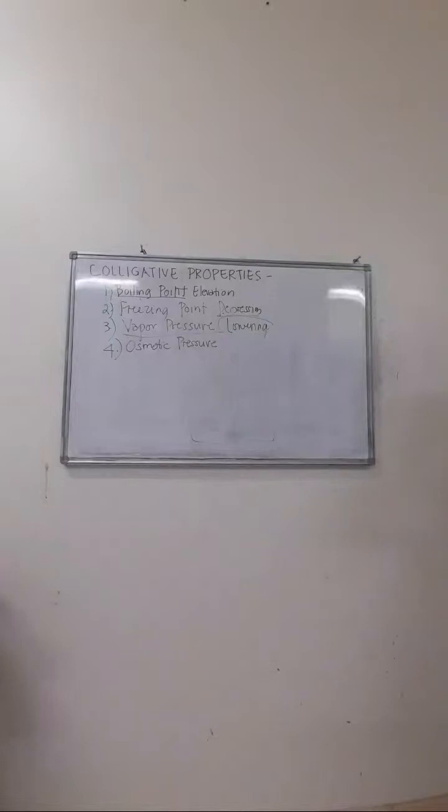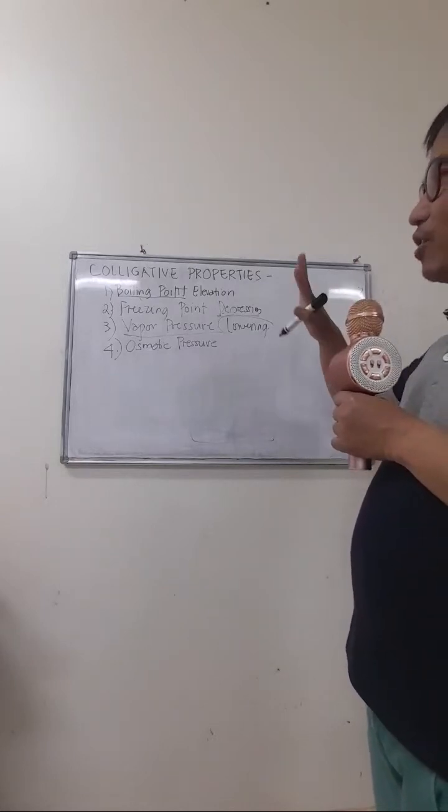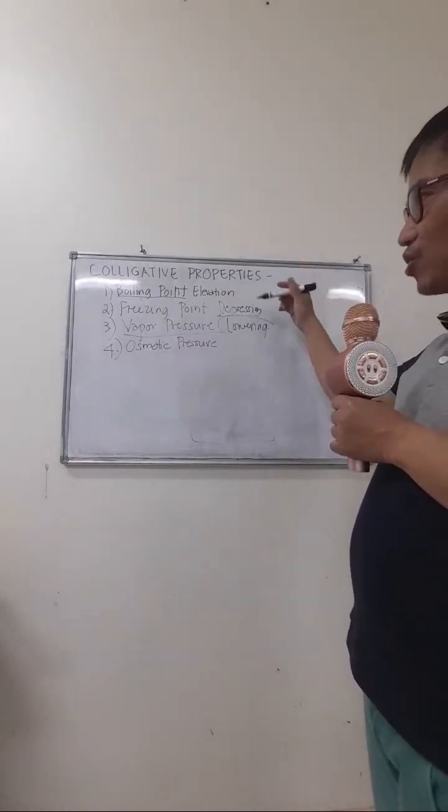So, enumeration. What are the four colligative properties? Boiling point elevation, freezing point depression, vapor pressure lowering, and osmotic pressure. Define colligative properties. Colligative properties depend mainly on the concentration of the solute particles, but not on the nature or identity of the solute and solvent. Like that. Okay. Now we need to do the formulation, or having the formula for each.